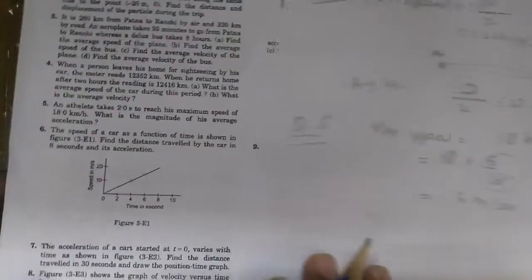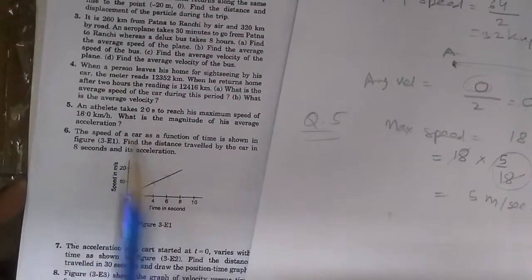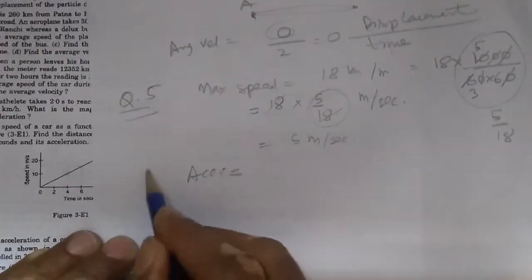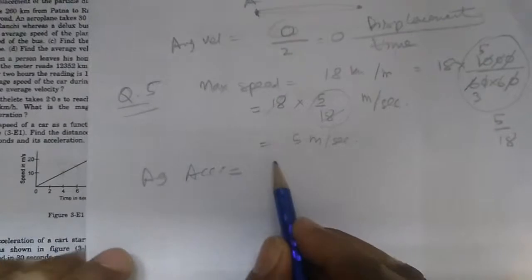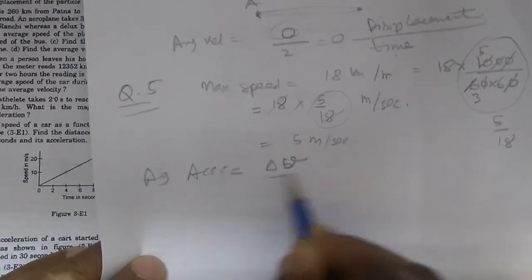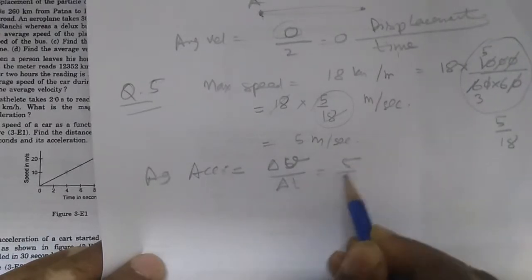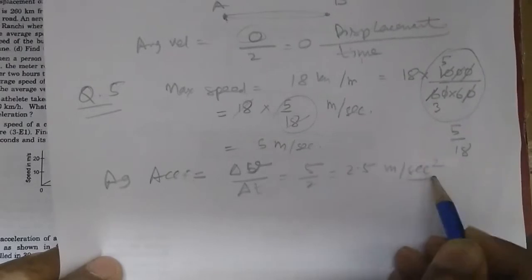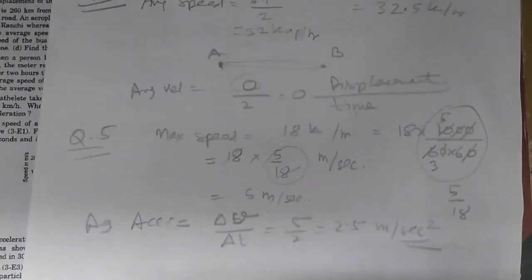It reaches 5 meter per second in 2 seconds. So the average acceleration will be equal to change in the speed, delta v, divided by delta t, or 5 divided by 2, or 2.5 meter per second square. So these were simpler problems that I hope you should have done yourself.